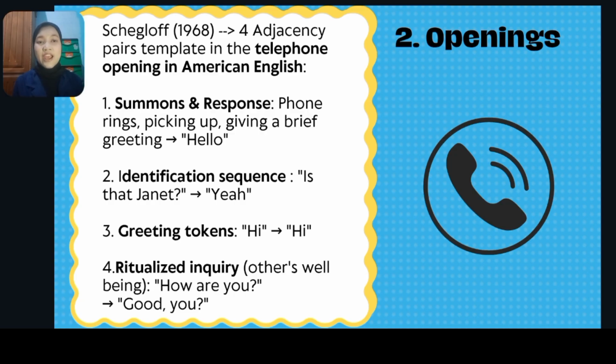And the second is the identification sequence. In this identification sequence, the caller says, "Is that Janet?" And the answerer says, "Yeah." The third is greeting tokens, such as saying hi. And the fourth is ritualized inquiry. We ask about others' well-being by saying, "How are you?" And the response can be, "Good. You?"